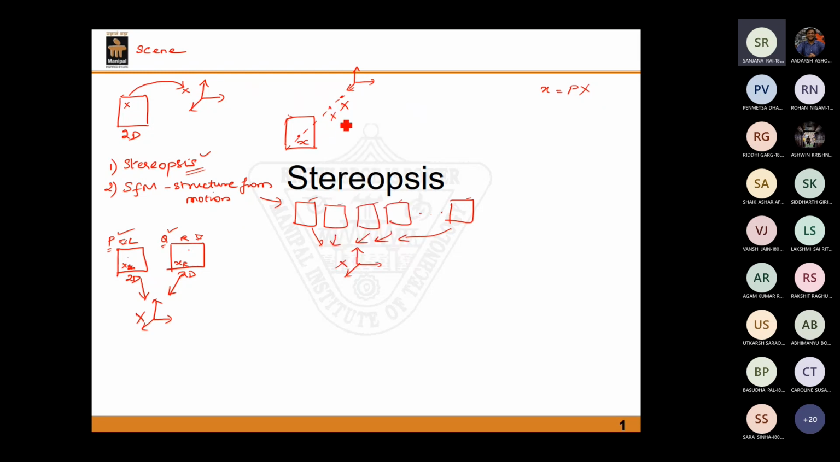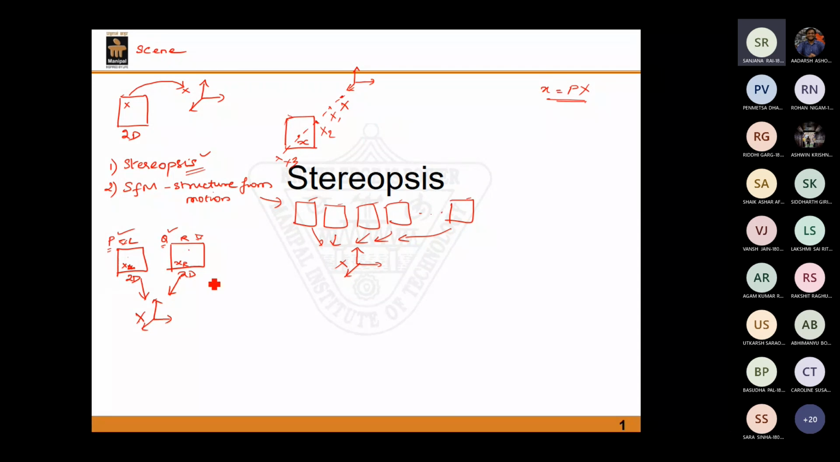Let me call it x1, or maybe at some point x2 over here, or let's say x3 over here, and so on. So the only information that you have is that the point that we want to find out, that is capital X, lies along this particular line. But you're not very sure exactly where it is.